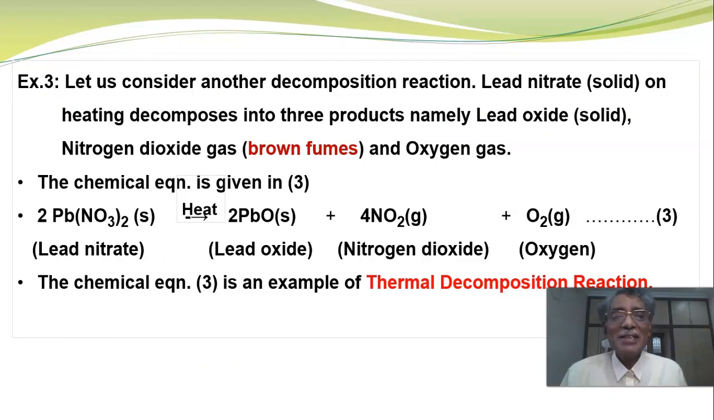Let us consider another decomposition reaction. Lead nitrate solid on heating decomposes into 3 products, namely lead oxide solid, nitrogen dioxide gas in the form of brown fumes, and oxygen gas. The chemical equation is 2Pb(NO3)2 upon heating decomposes into 2PbO solid plus 4NO2 gas plus O2 gas. The chemical equation 3 is an example of thermal decomposition reaction.